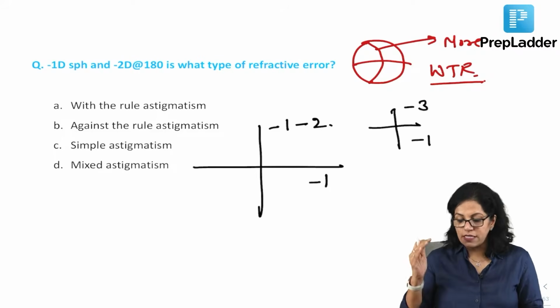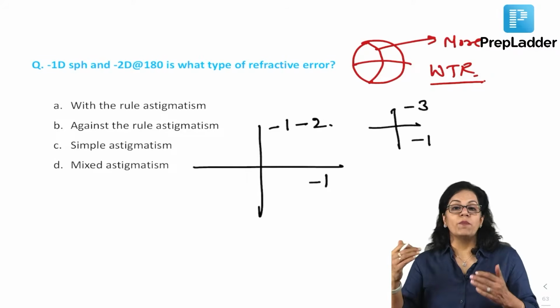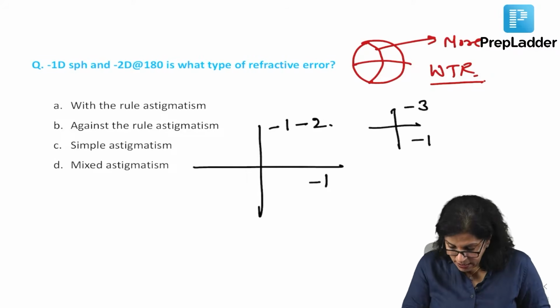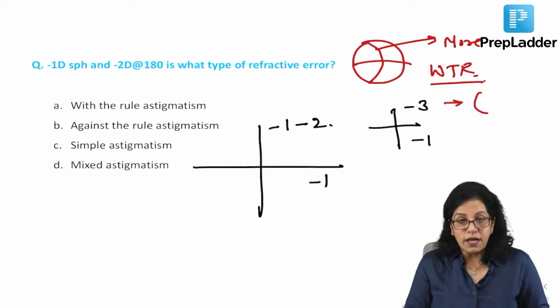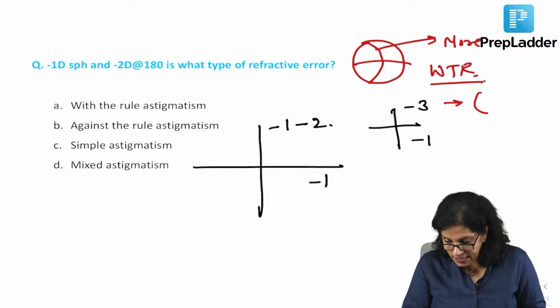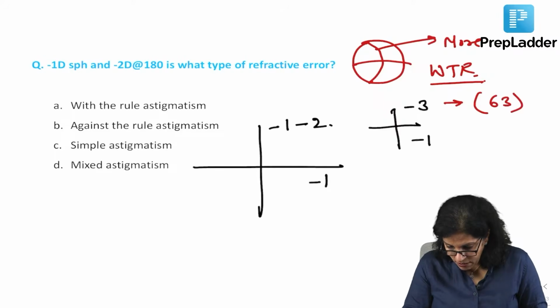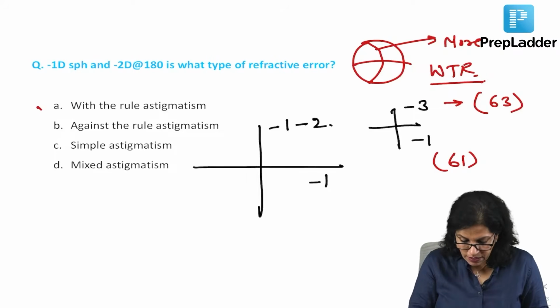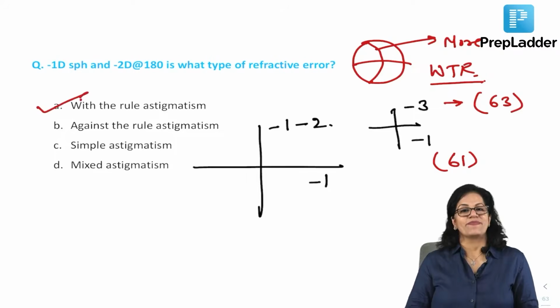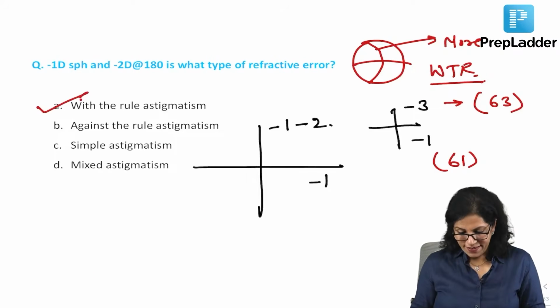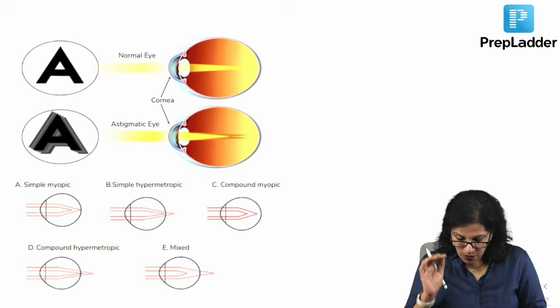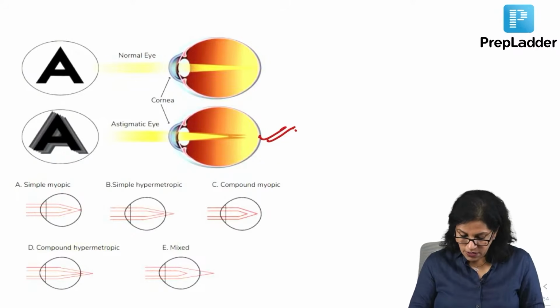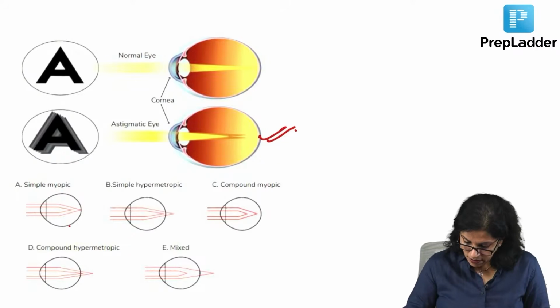And if you agree with this, now you know minus is more power. Please be very clear. When I say minus 3, what is the refractive power of the eye? 60 plus 3. And what is minus 1? 60 plus 1. So hence the answer will be with the rule astigmatism. Clear? Right. So a quick revision here, that how there are multiple focal points in astigmatism.